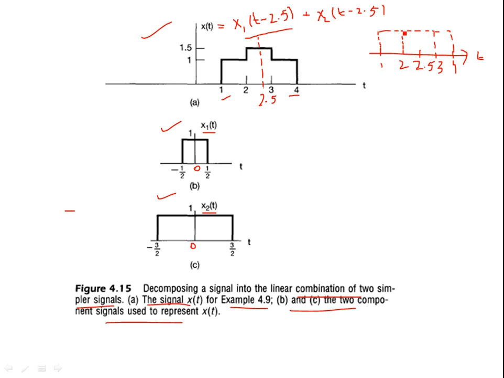Since they both are going to add up, it's going to be 2, right? But this is 1.5, so I have to multiply the first signal with half, to make the magnitude 1.5, and the rest is 1. Okay, that's it. So this is my decomposition. Now, what is the Fourier transform of x(t)?